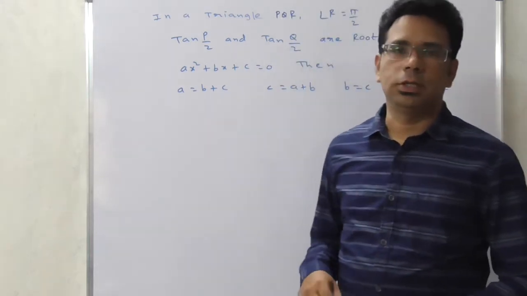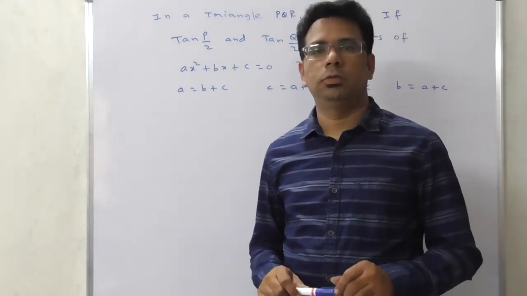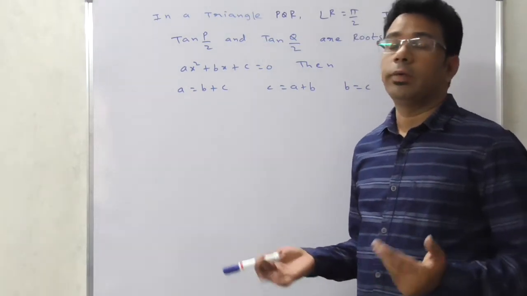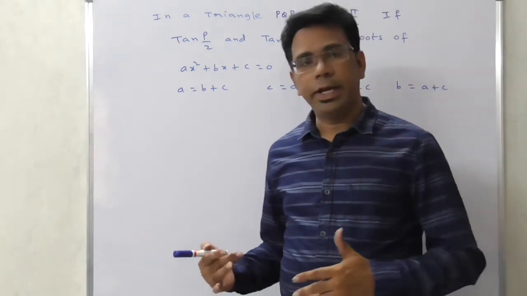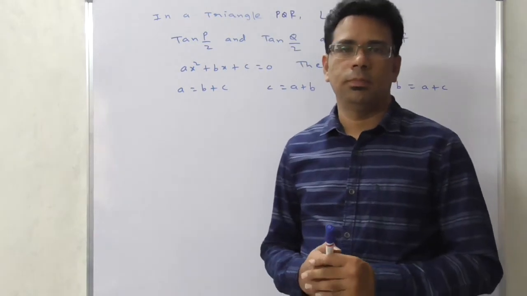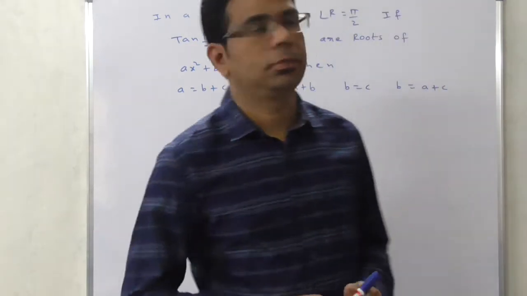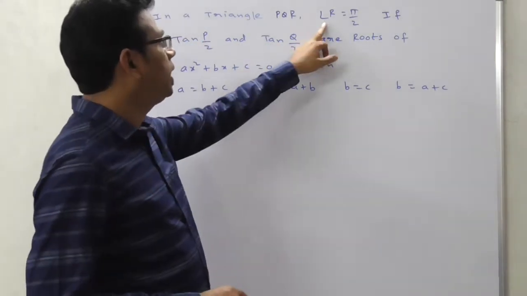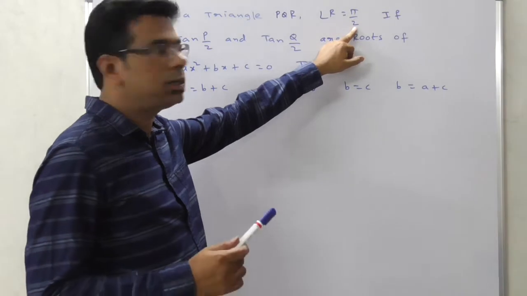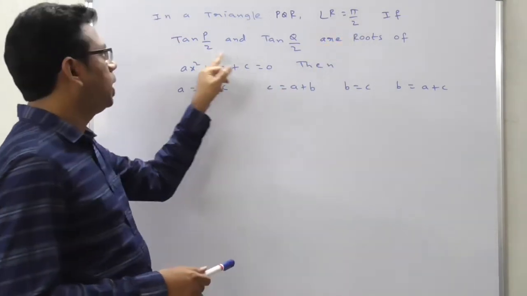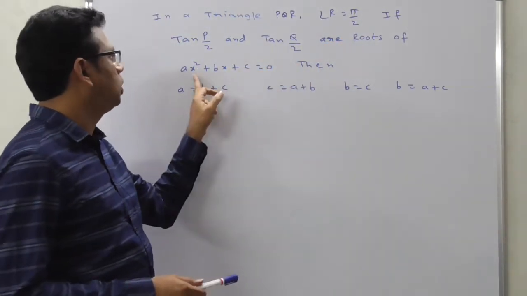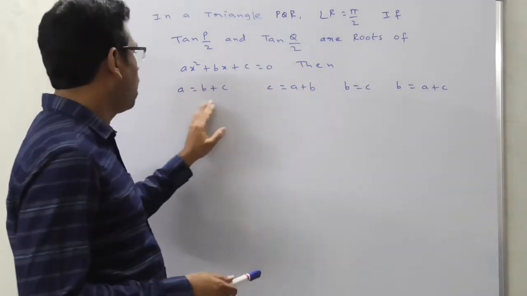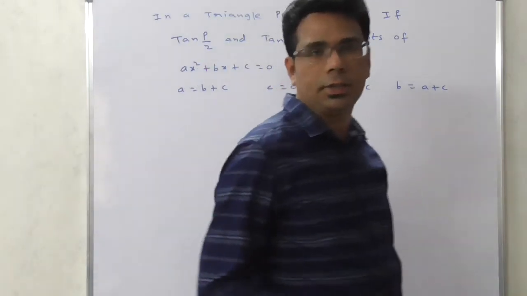Today we are going to discuss a few previous questions, that is previous Mains, previous AIEEE and IIT Advanced questions. Just observe here. In a triangle PQR, angle R is equal to pi by 2, right? If tan P/2 and tan Q/2 are roots of ax² + bx + c = 0, then you have to observe the condition.